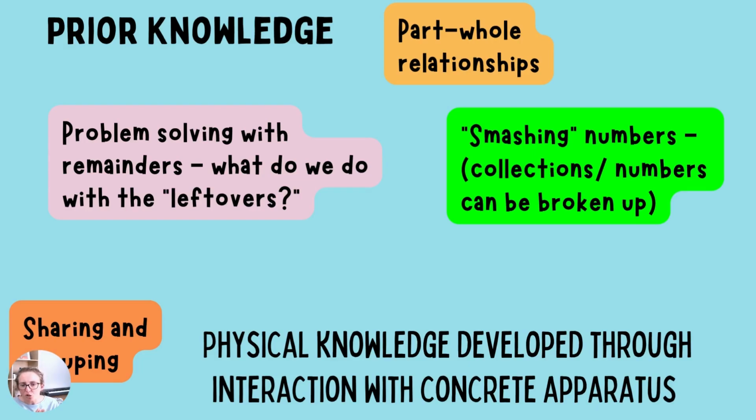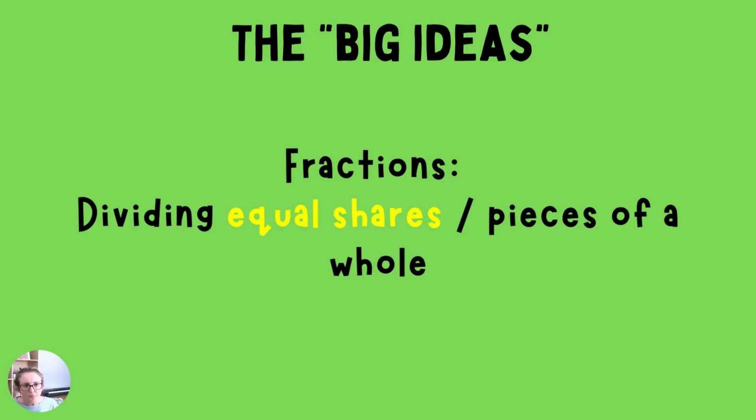So social knowledge is knowledge that you can only acquire if it's told to you. So they may know that you could share something with 4 people by dividing it into 4 equal pieces, but they might not know that those pieces are called quarters. And those are the things that we're working on with them alongside the whole conceptual development of what fractions are.